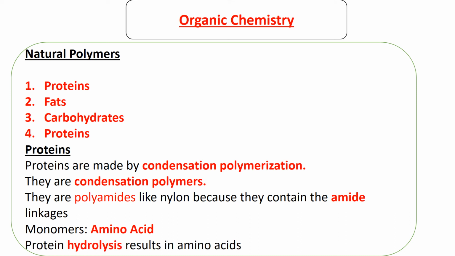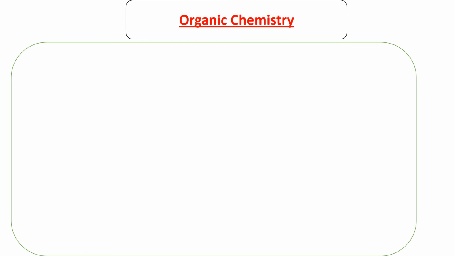When proteins are broken by water, in a process called hydrolysis, so hydrolysis is just breaking something using water, protein hydrolysis always produces its monomers, which are amino acids. So all polymers, especially natural polymers, when you break them down with water, you're going to get their monomers.